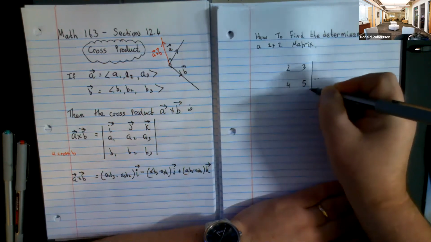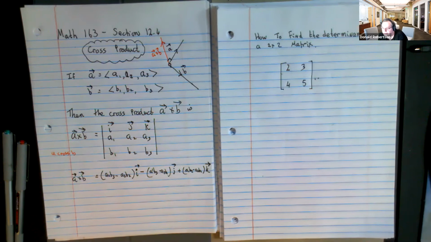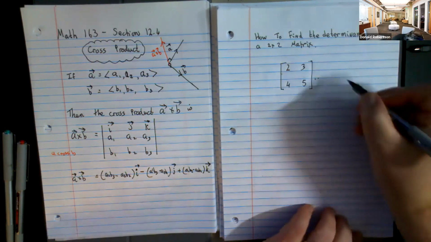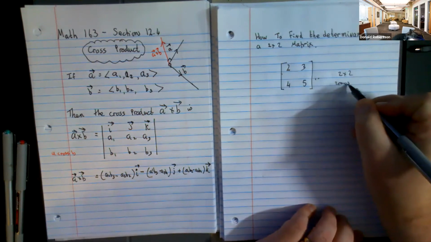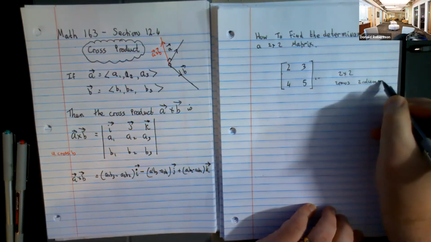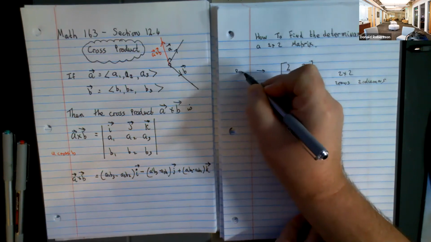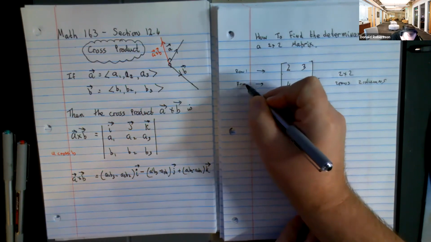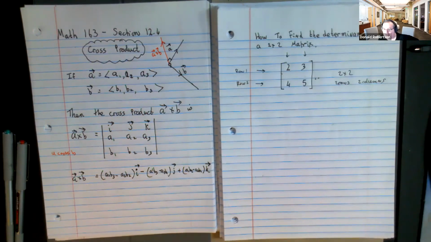So, a 2x2 matrix. Well, let's start off with what a matrix is. A matrix is just a table of numbers, right? So here is a matrix. It's a 2x2, and that's because it has 2 rows and 2 columns. So there's row 1 and row 2. And you can imagine column 1 and column 2, right? So it's a 2x2 matrix.